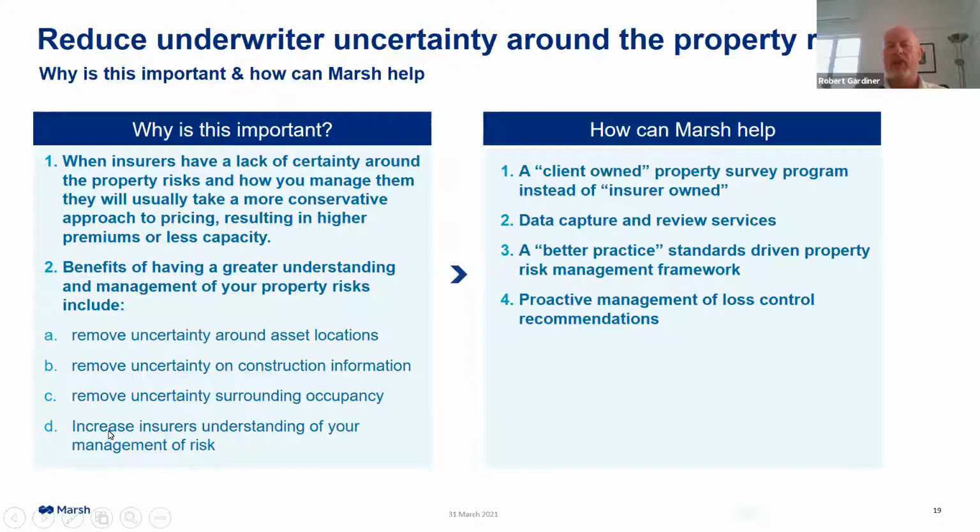And then it's around exposures, and we've touched on that in terms of exposures to natural perils. And that's critical. We've seen some of the largest claims over the last few years have been driven by natural perils. So it's about providing insurers with a really detailed understanding of what your exposure is to those natural perils. And ultimately, what are you doing to mitigate the risks associated with those natural perils?